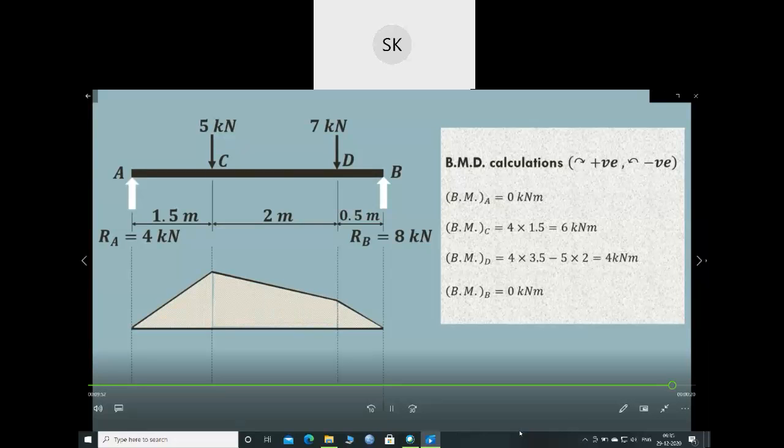So in this way we can draw the bending moment diagram in case of a simply supported beam carrying point loads of 5 kilonewton and 7 kilonewton at a distance of 1.5 meter from the left hand end and 3.5 meter from the left hand support respectively.